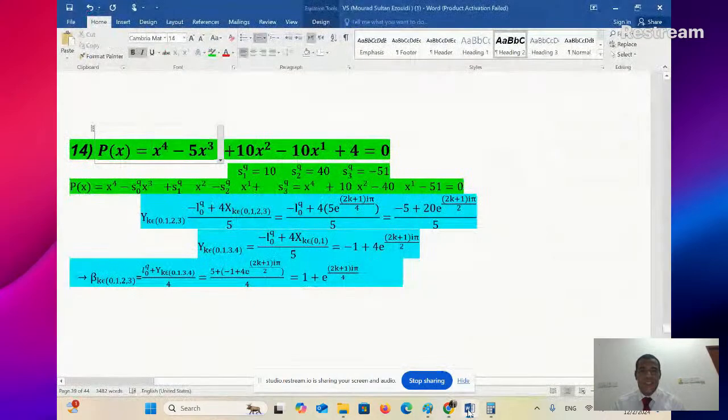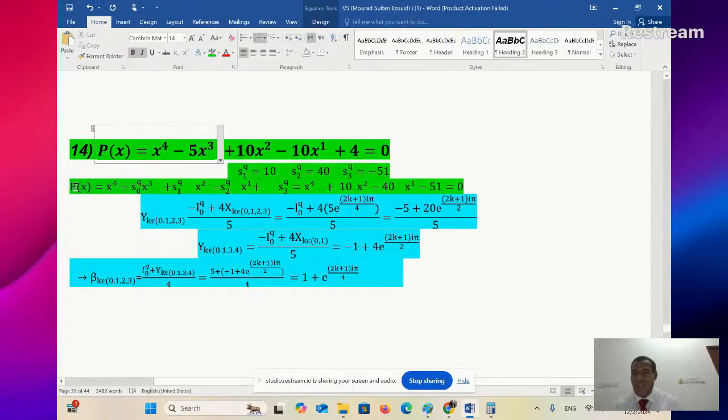We call this 2 to the power 4. We calculate S1, learners, which is equal to 10, S2 is equal to 40, and S3 is equal to negative 50. Therefore, after finding my S subscript k minus 1, where k goes from minus 1 to 3, I should write the polynomial as that.